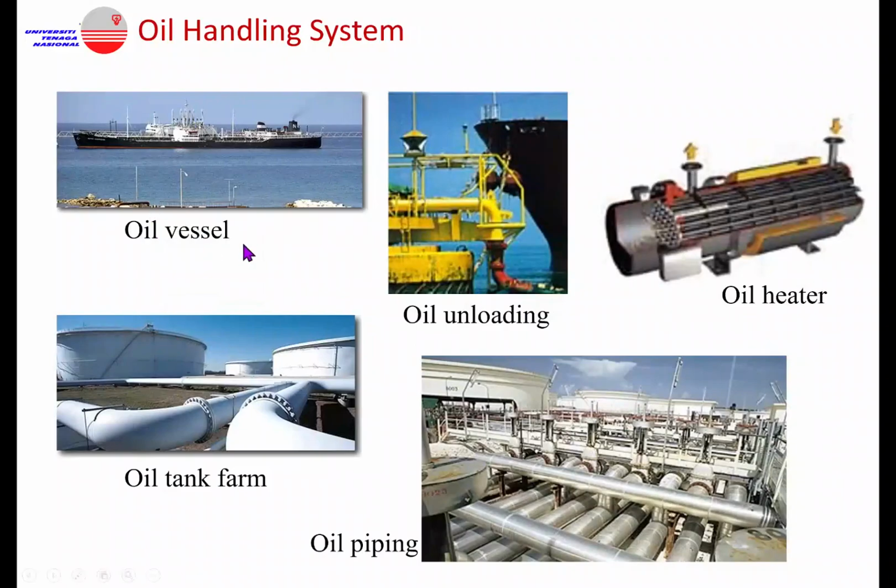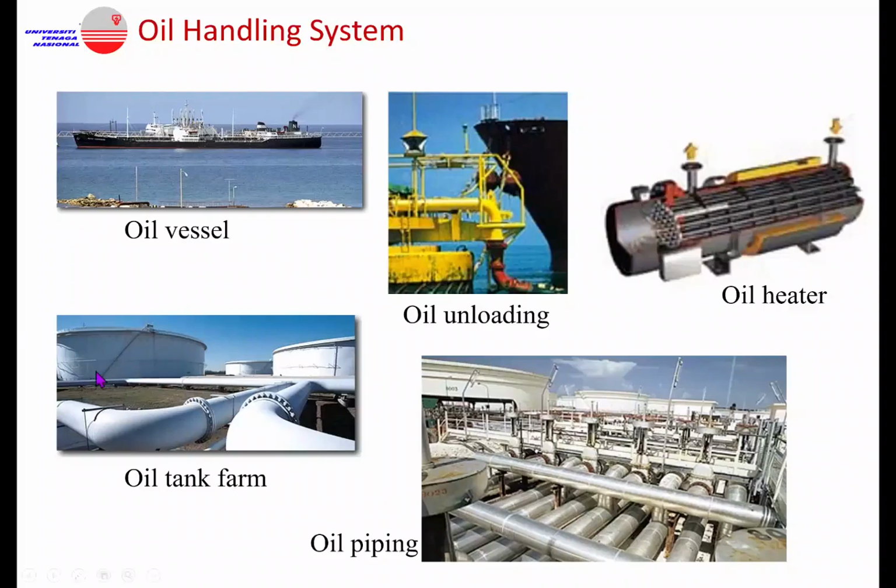Some picture of an oil vessel that goes through the power plant. So you unload the oil by pumping the oil from the ship to a pipeline here. Okay, you have to have an oil heater. In order to heat up the oil, usually we use a heat exchanger to heat up the oil.